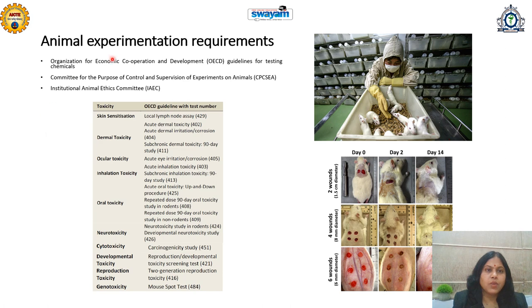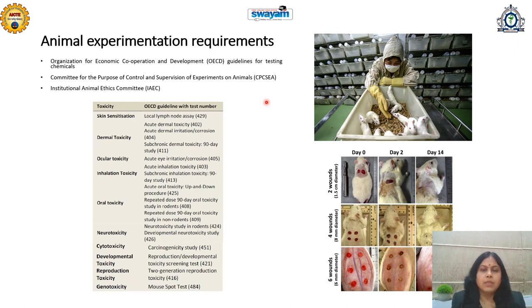So, the Organization for Economic Cooperation and Development, that is called OECD, has provided the guidelines for testing chemicals on animals. While the Committee for the Purpose of Control and Supervision of Experiments on Animals, that is the CPCSEA committee, regulates whether these guidelines are being followed or not.